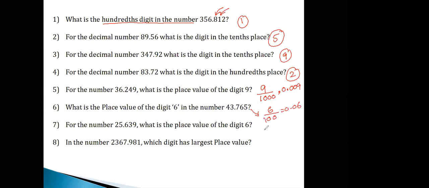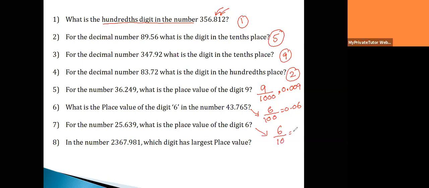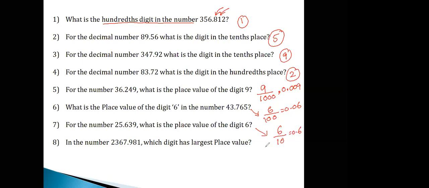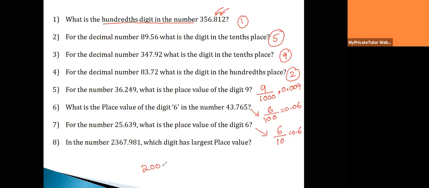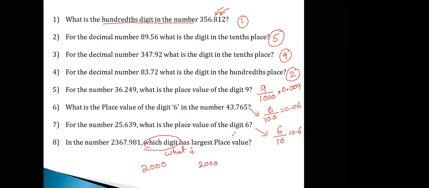And what is the place value? This one is tenths. 6 over 10, 0.6. Very good. And then the largest place value. The largest place value is 2000. It's 2, yes, because it is 2000. Very good. If they asked what is the largest value instead of which digit, you have to answer 2000. Okay.